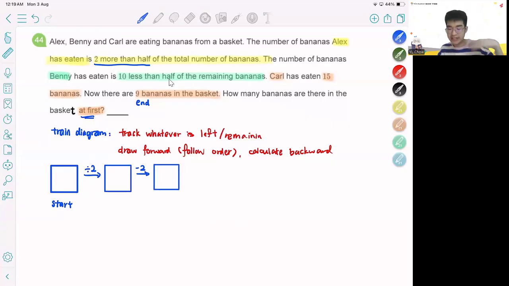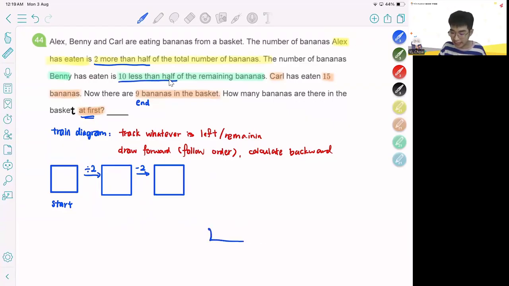Now let's take a look at the next person. So this one is a bit not symmetrical. Let me change the sizes of the boxes. All right. Now the next person to eat is Benny. Benny has eaten 10 less than half of the remaining bananas. So what does 10 less than half mean? So imagine this is the half. Sorry, this is the total.